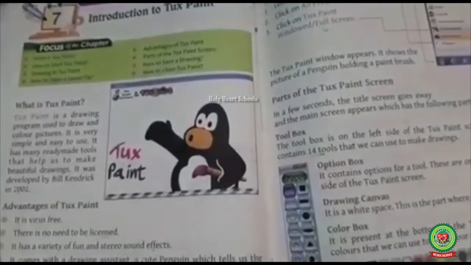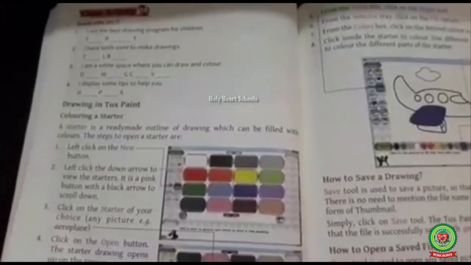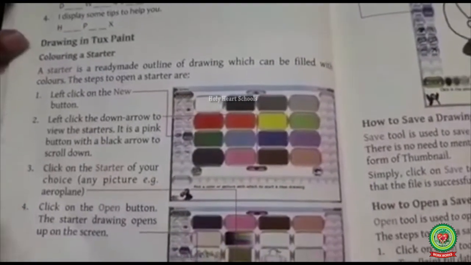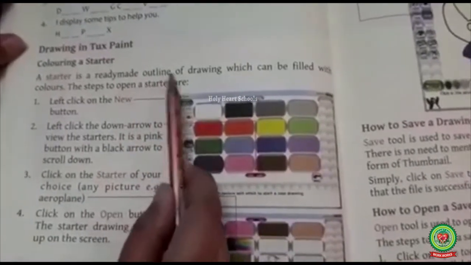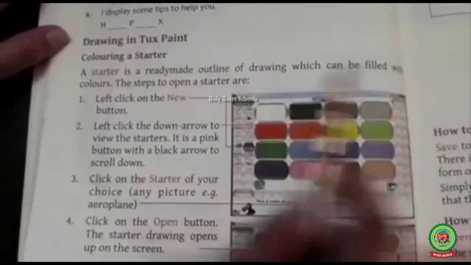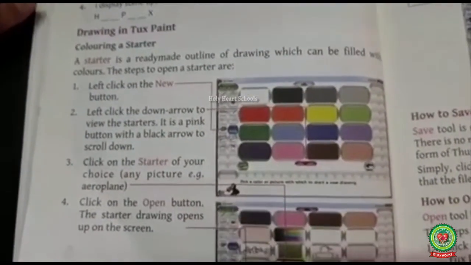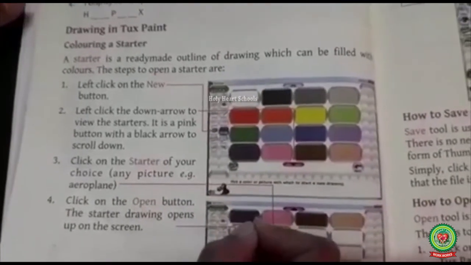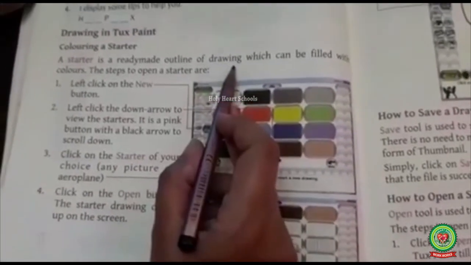Now open page number 68 on your books. Here our first topic is drawing in Tux Paint, that is coloring a starter. First of all, let us learn the terms. What is starter? Starter is a ready-made outline of a drawing which can be filled with colors. Like you draw on your drawing books with pencil first of all, then you fill color in it. In similar way, the Tux Paint is having ready-made outlines of the drawing.